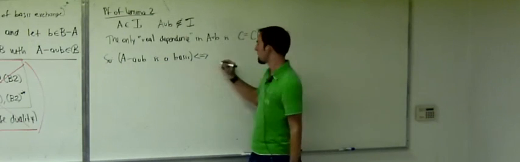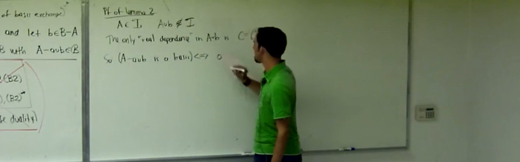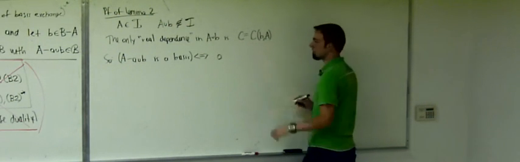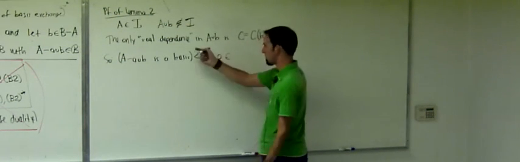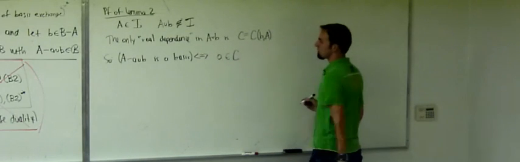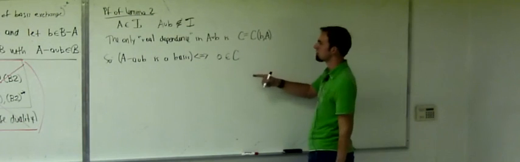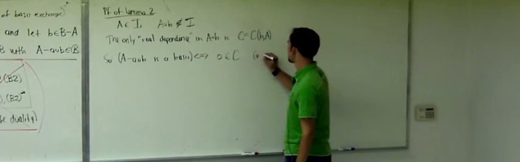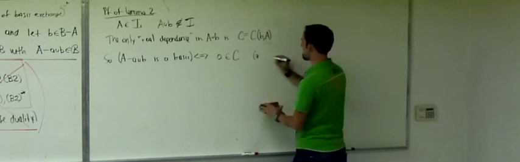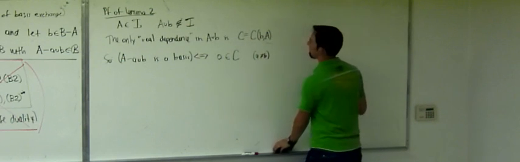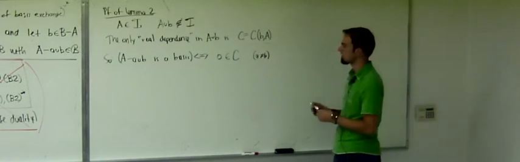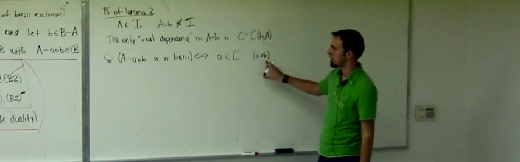In other words, the element A that I'm removing has to be one of these elements involved in the unique dependence in here. It has to be one of the guys in the fundamental circuit, and of course it can't be B. A is not equal to B because B comes from the other basis. Little b, by definition, is not in A.